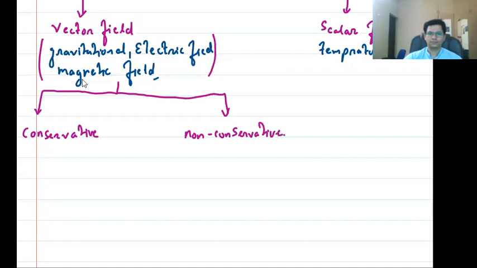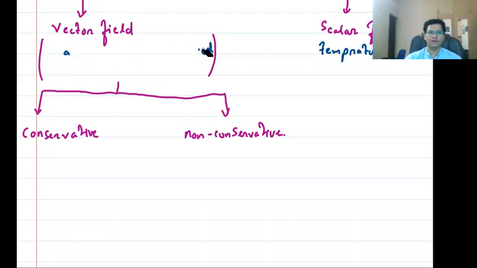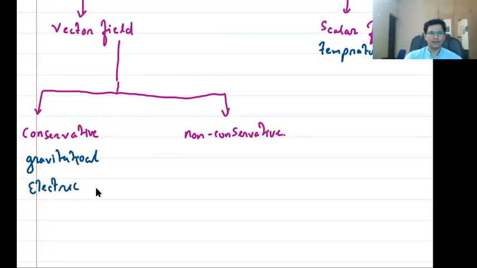ठीक है? So generally, when we talk about this conservative, non-conservative, gravitational field and electric field, right? Gravitation and electric field are conservative. ठीक है? Gravitational and electric are conservative. ठीक है? Gravitational and electric field. Got it? Right? But when you talk about magnetic field, it is non-conservative. अब फिर तुम जैसे हमको conservative, non-conservative नहीं आता है, तो क्या होगा?